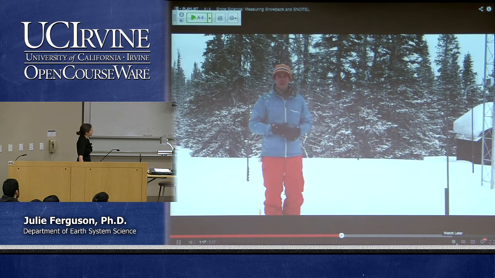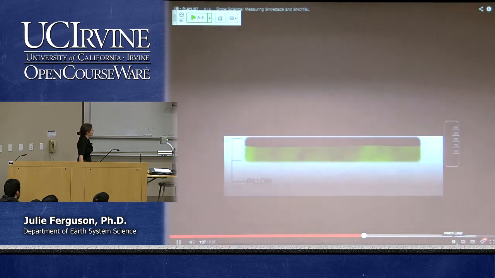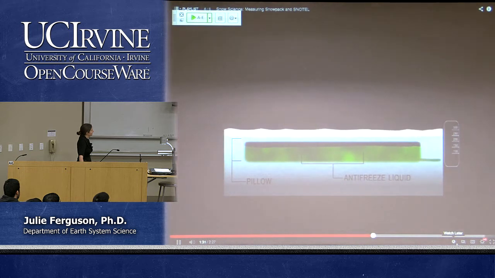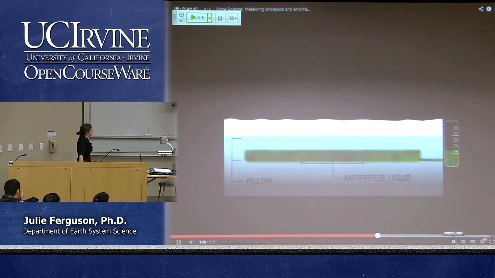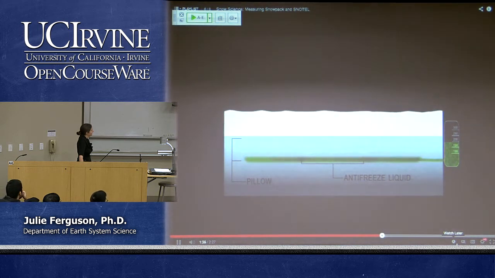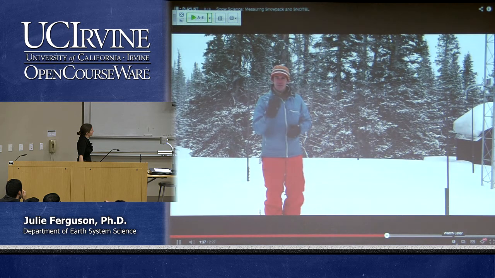So now that we know how the data transmits back to humans and computers, how is it measured here, remotely in the middle of the mountains? This nondescript white area behind me houses a pillow with an antifreeze liquid in it. When the snow accumulates on top of that pillow, it pushes some of that liquid out. Scientists measure it, and now we know what the snow water equivalent of the snow really is.